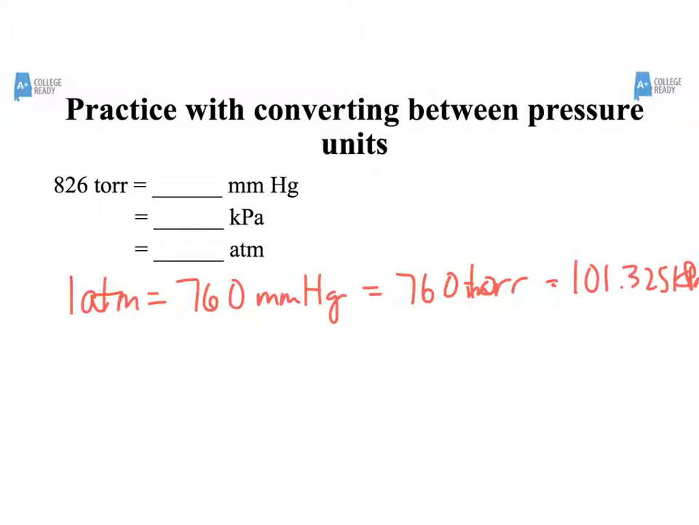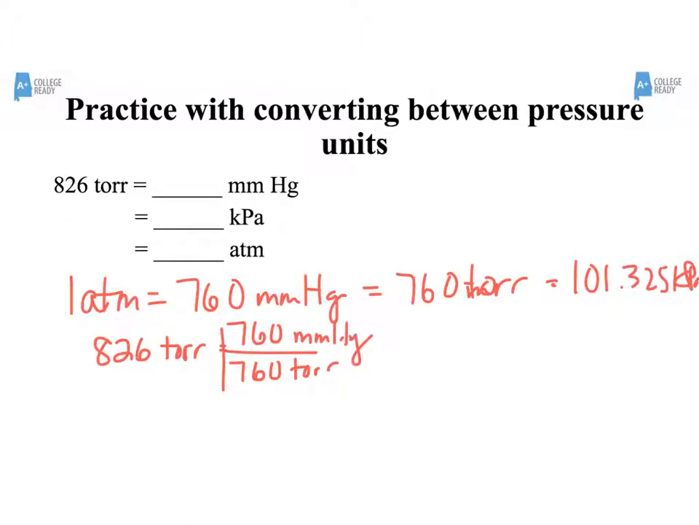So if we are trying to convert from torr to millimeters mercury, we can just use the relationship between torr and millimeters mercury. So we can say 826 torr is equal to, or let's do a dimensional analysis, for every 760 torr, that is 760 millimeters mercury. And my units cancel out, and that's going to leave me with 826 millimeters mercury.